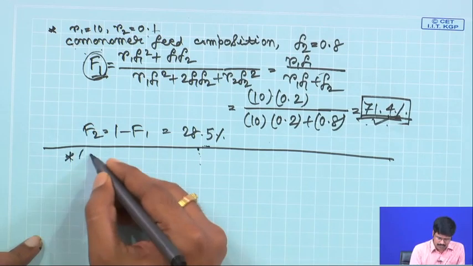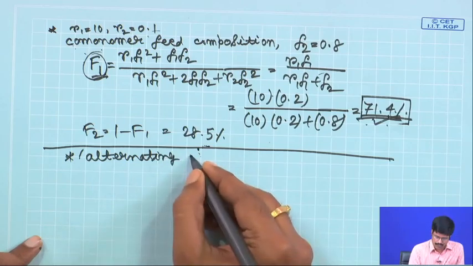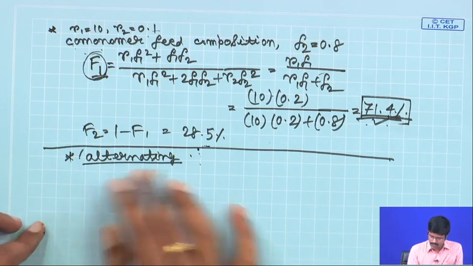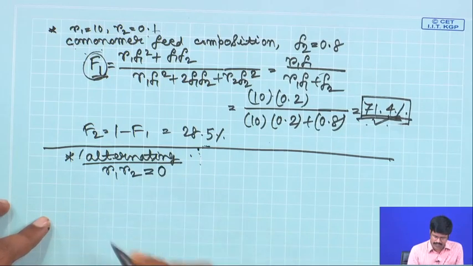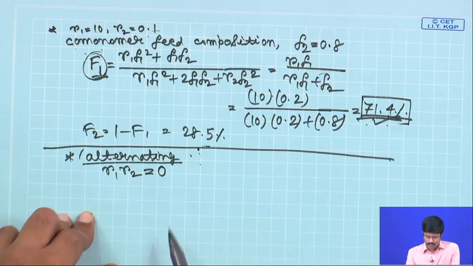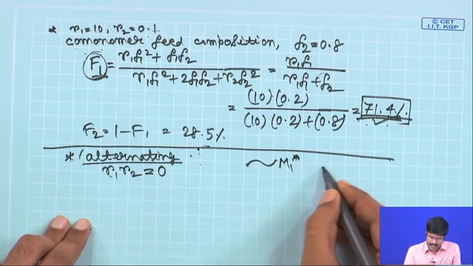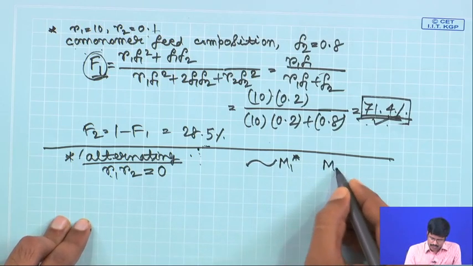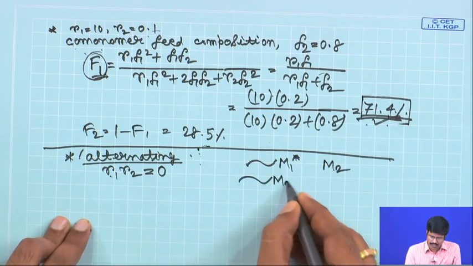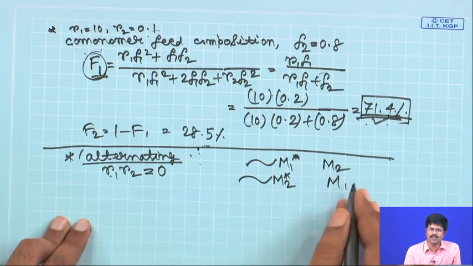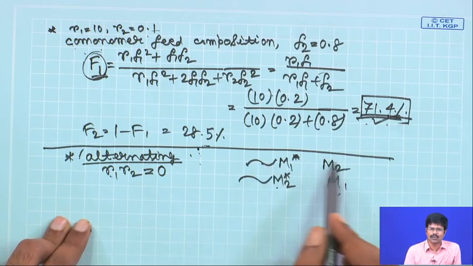So, now we go into what we call alternating copolymerization. Alternating copolymerization will occur when r1 r2, this multiplication, equals 0, which means M1 star will add M2 with an overwhelming preference over M1, and M2 star will add M1 with an overwhelming preference over M2. That means, after M2 only M1 will come, and after M1 only M2 will come.